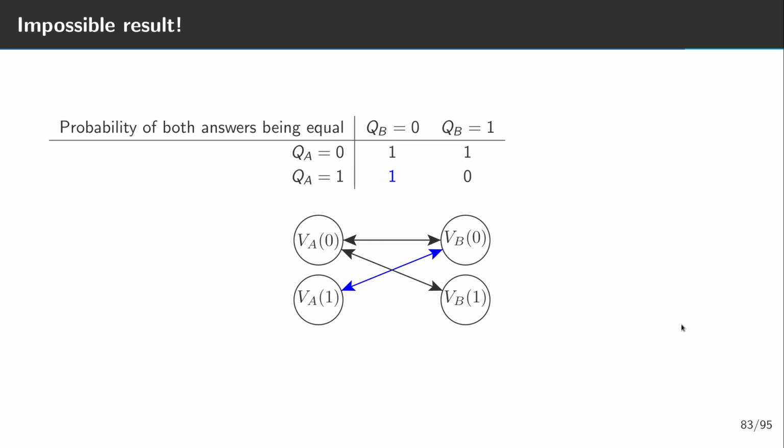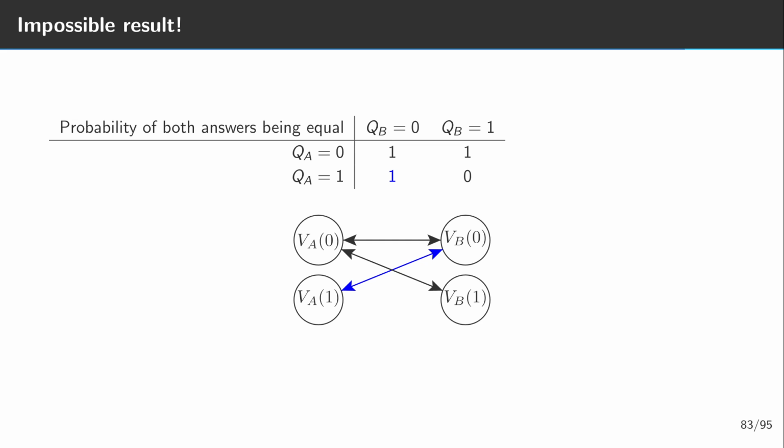So, the number that is marked blue is the probability that both prisoners give the same answer if we say 1 to Alice and 0 to Bob. Because the marked number is 1, they always give the same answer. We can write this as VA of 1 equals VB of 0.